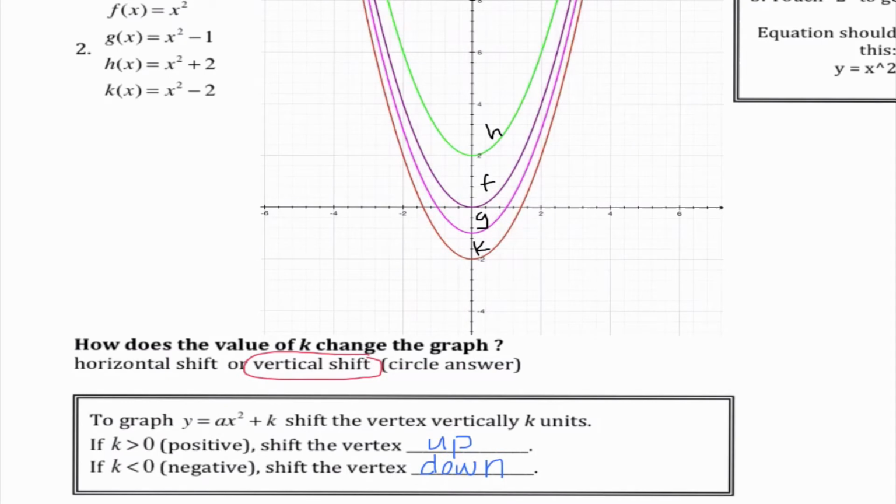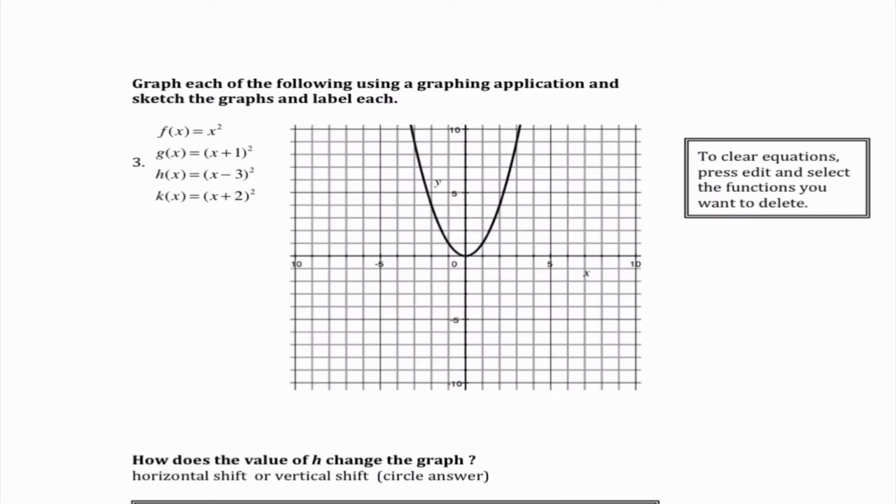A positive k value means my graph's moving up. A negative k value means that my graph is moving down. So the next thing that we're looking at here is we're trying to figure out how this h value affects our graph. So those are all the numbers that are added or subtracted to x inside the parentheses.